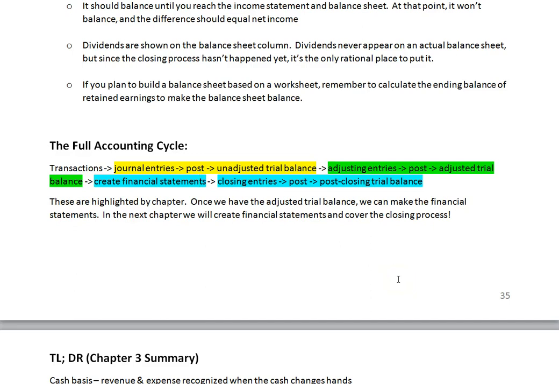Today we're going to cover chapter 4, which is the closing process. Before we do, let's step through the processes here. All the steps in the accounting cycle, there's actually 10 of them. But these actually repeat, or kind of repeat.